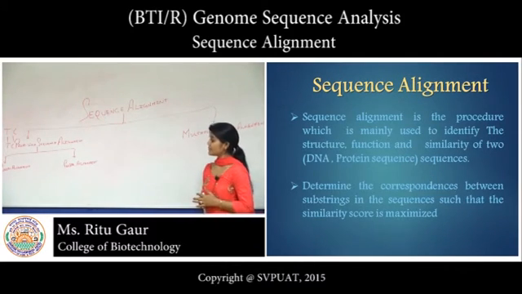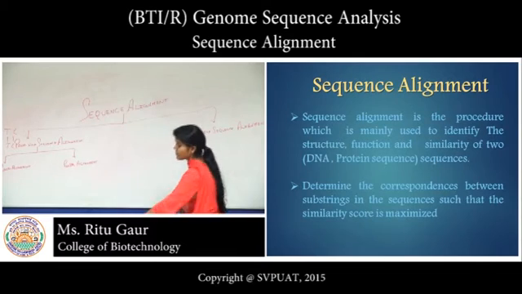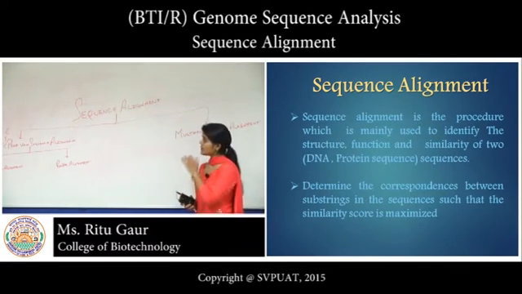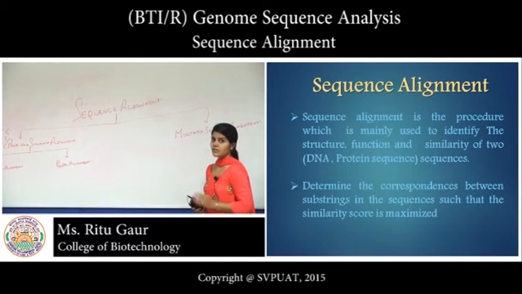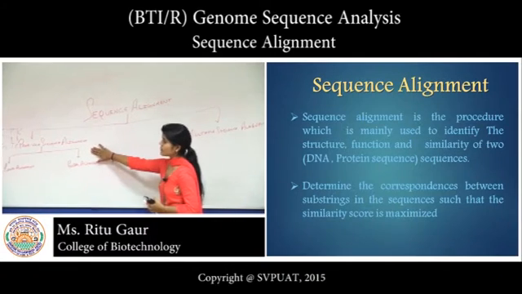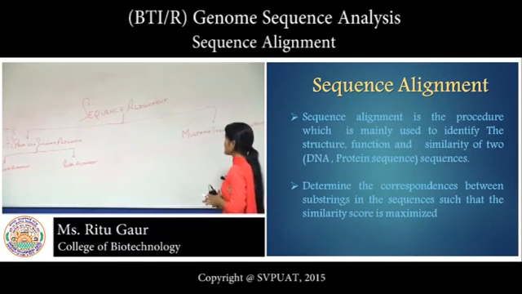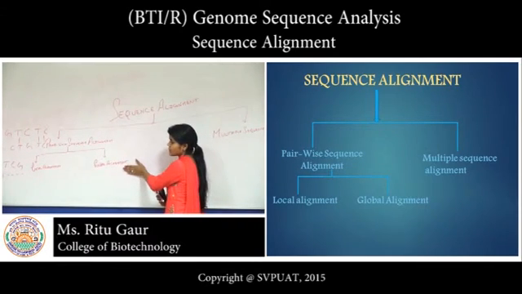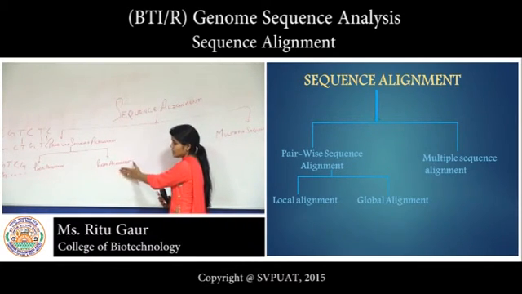What is sequence alignment? Sequence alignment is a procedure which is mainly used to identify the structure, function and the evolutionary relationship between two sequences. There are two types of sequence alignment. First of all, pairwise sequence alignment, and the second is multiple sequence alignment. Pairwise sequence alignments are also divided into two types: local alignment and global alignment.